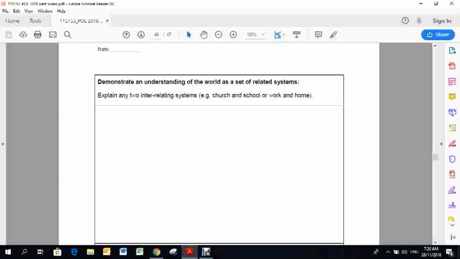Demonstrate an understanding of the world as a set of related systems. Explain two interrelating systems. Example, a church and a school. You need to explain the relationship or the similarities between a church and a school, or work and home. So if we look at a church and a school, how similar are they? I'll say there is a reporting structure put in place. I'll also say there is learning that happens in the church and also the school. So there could be quite a lot of similarities.